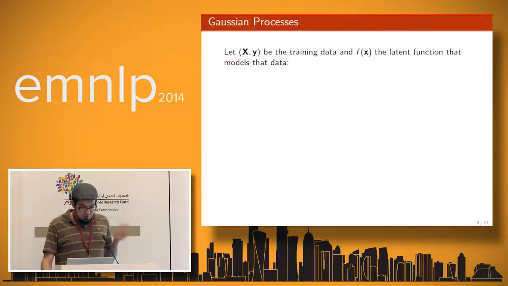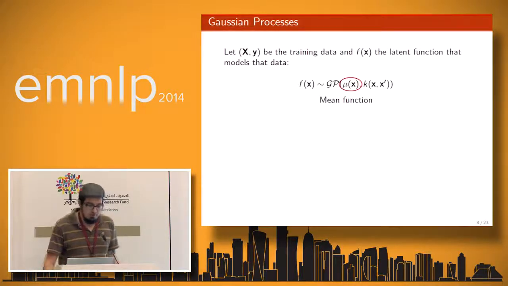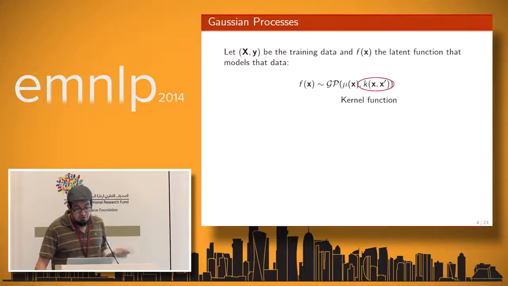So I'm going to go really quickly through Gaussian process regression. You can look at the paper for more details. We suppose that we have a latent function that explains the relation between your inputs x and your labels y. We assume that this function is distributed according to a Gaussian process, which is a Gaussian distribution over functions. We have a mean function, which we usually assume to be the constant 0, and we have a kernel function which gives the covariance between inputs.